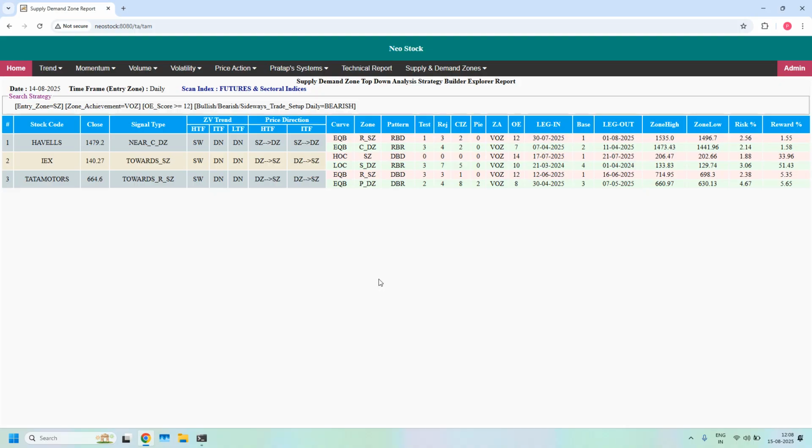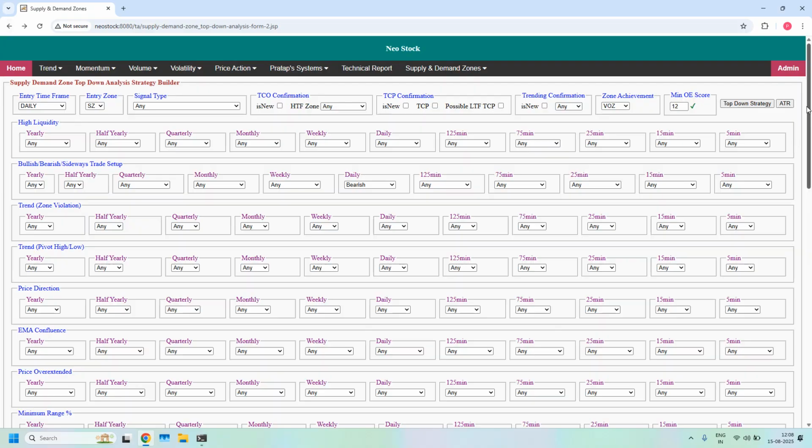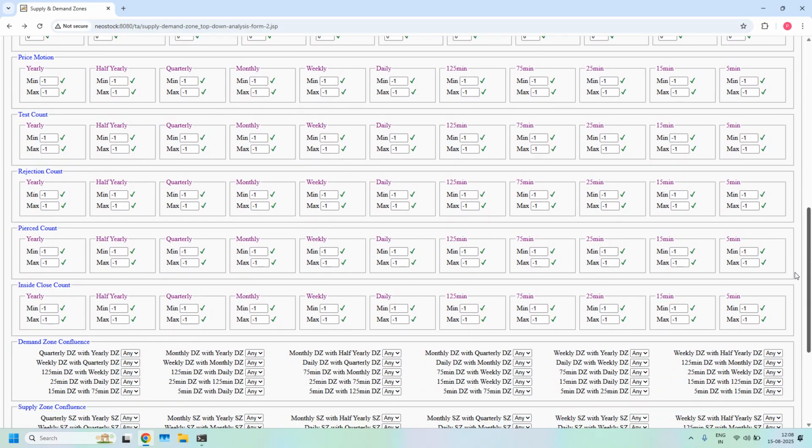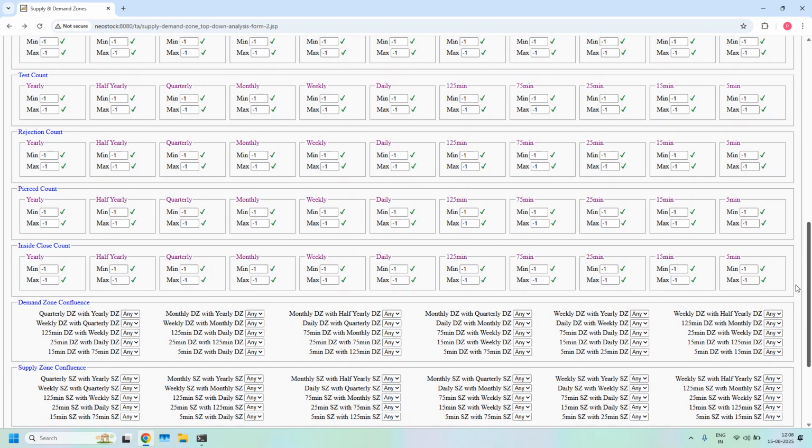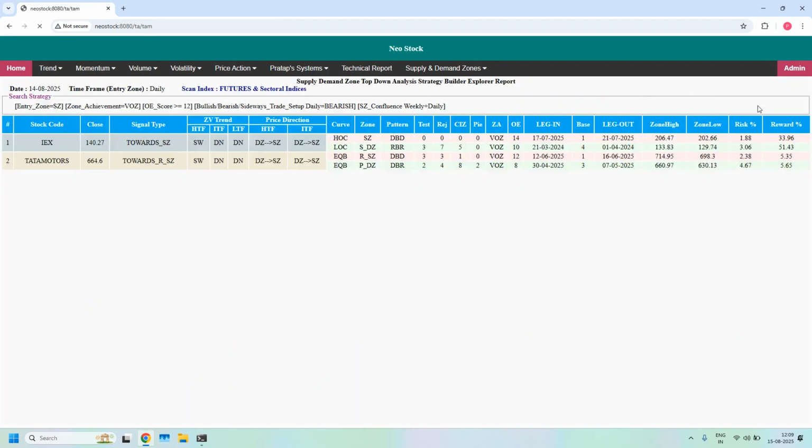Let us identify them based on different zone confluence and EMA confluence strategies for the supply zone. Okay, first filter is LTF and ITF supply zone confluence. LTF is daily and ITF is weekly. So, daily and weekly supply zone confluence filter is enabled, and applying the filter on the 3 stocks, we got 2 stocks. In these 2 stocks, these daily supply zones are overlapped with weekly supply zone.